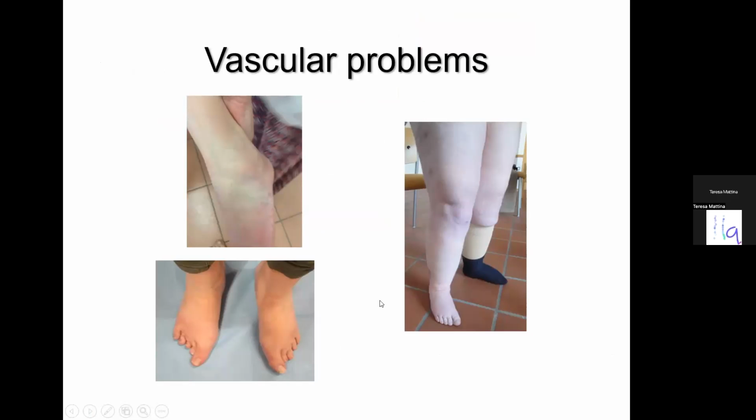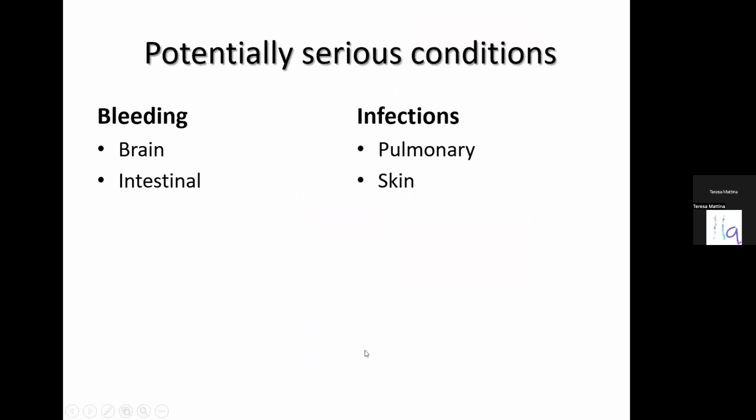Vascular problems are serious problems. There may be breakage or narrowing of blood vessels. So the potentially serious conditions are bleeding, especially if the brain or intestinal region is involved, and pulmonary infections. Skin infections are usually not so severe.